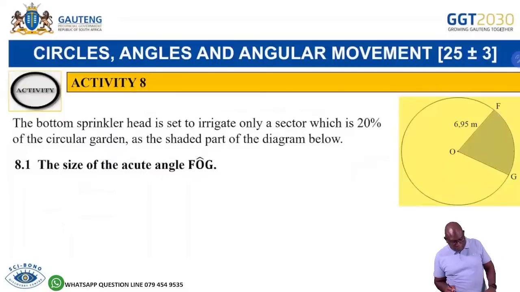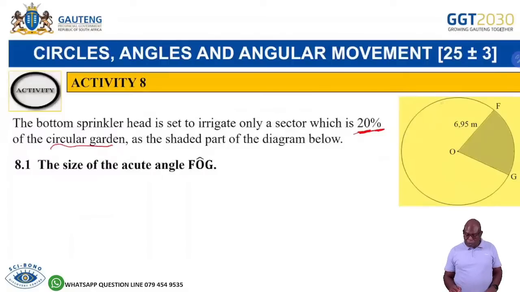The bottom sprinkler head is set to irrigate only a sector which is 20% of the circular garden. So this is the circular garden. So this part is 20% of the circular garden. Simple to understand. Simple, straightforward English.